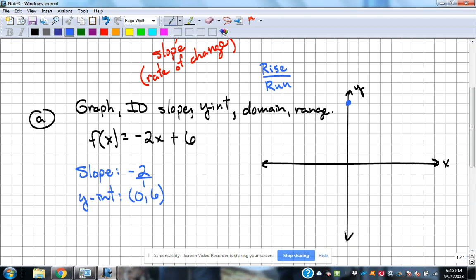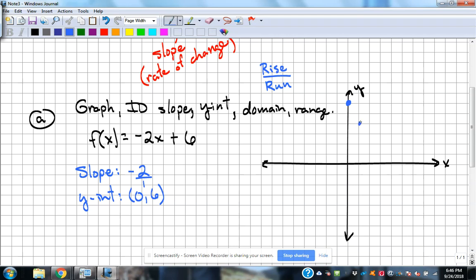So negative, when you're thinking up and down, would be which one? Up or down? I'm thinking negative and down. So I'm going to start at this y-intercept. I'm going to go down 2. 1, 2. Then I'm going to go over 1. Go to the right. 1. Okay. And dot right there.